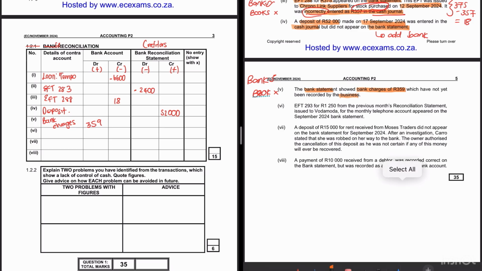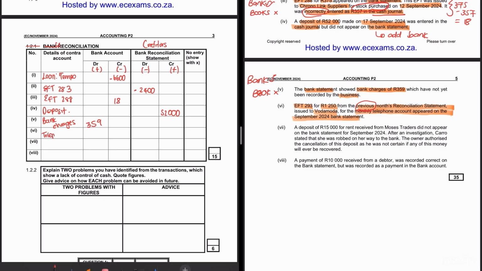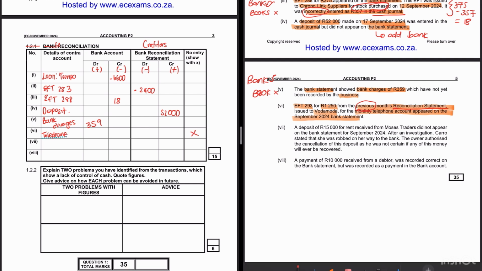Number 6, EFT 293 for 1,250 from the previous month's reconciliation statement, issued to Moda for the monthly telephone account, appeared on the September 2024 bank statement. We are saying it was previously outstanding, but now because it appears, it's been finally accounted for, there is nothing to add. Therefore, no adjustment is going to be made. So for the telephone account, no adjustment. The previous recon fixed it, therefore we do not need to fix it this month.